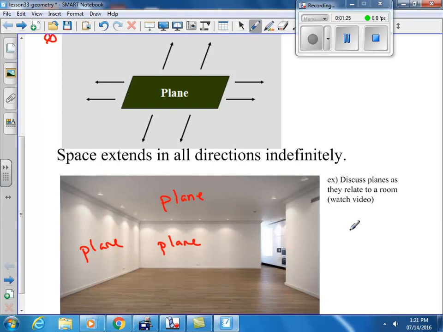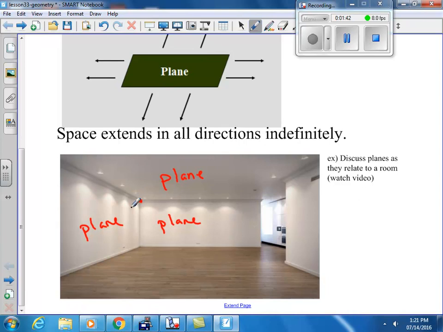Okay? Now, if you throw in the ceiling as a plane, where do three planes intersect? Where do those three planes intersect? And what's neat is you can see it. All three of those planes come together where? At a corner, at a point. So three planes intersect at a point, two planes intersect along a line. That just kind of helps you get a visual that a plane is a flat surface.